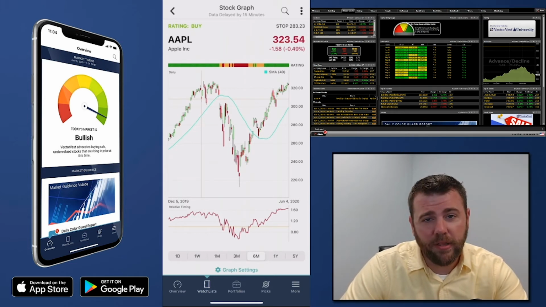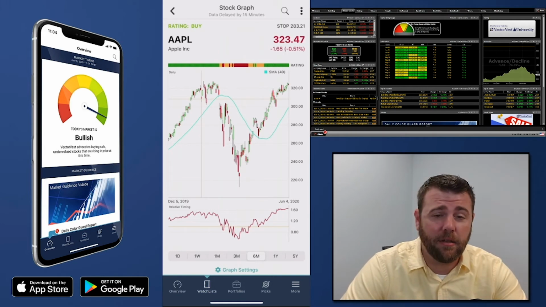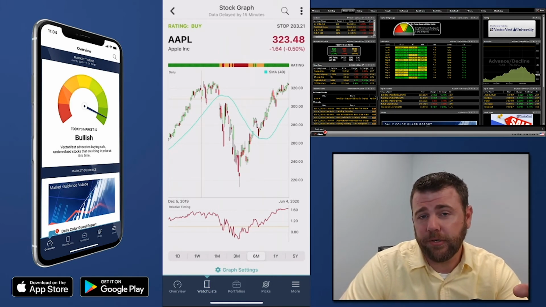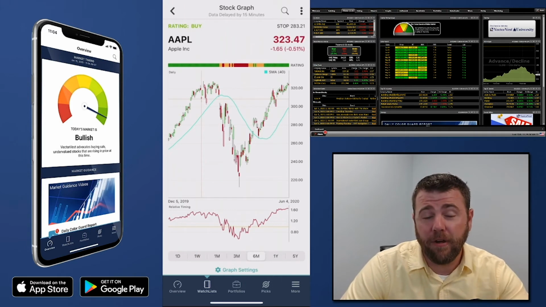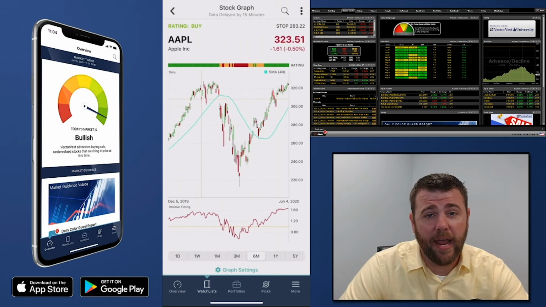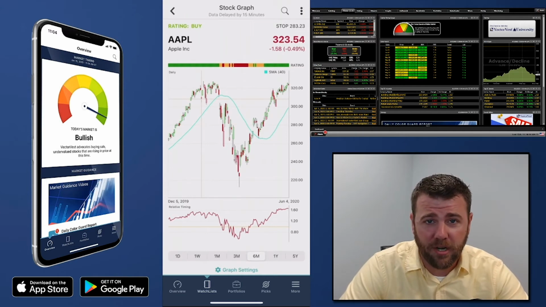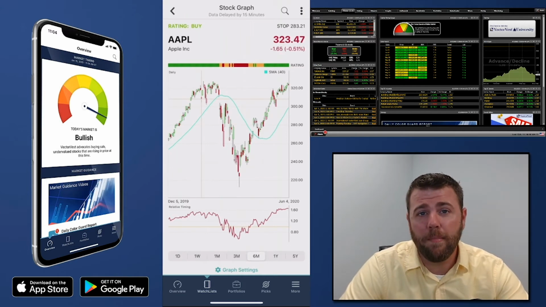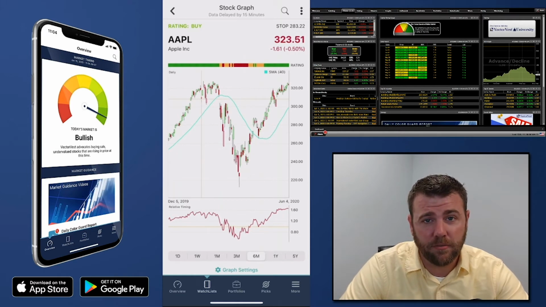Tip 2, look at the RT. If the RT starts moving lower from a high level, that tells us, hey, something's going on. We need to pay attention to it. Momentum may be waning. If it breaks below 1, that is another clear indication that we're no longer in a short-term uptrend on that stock. We are now in a downtrend. We may want to tighten up our stops or take our profits.